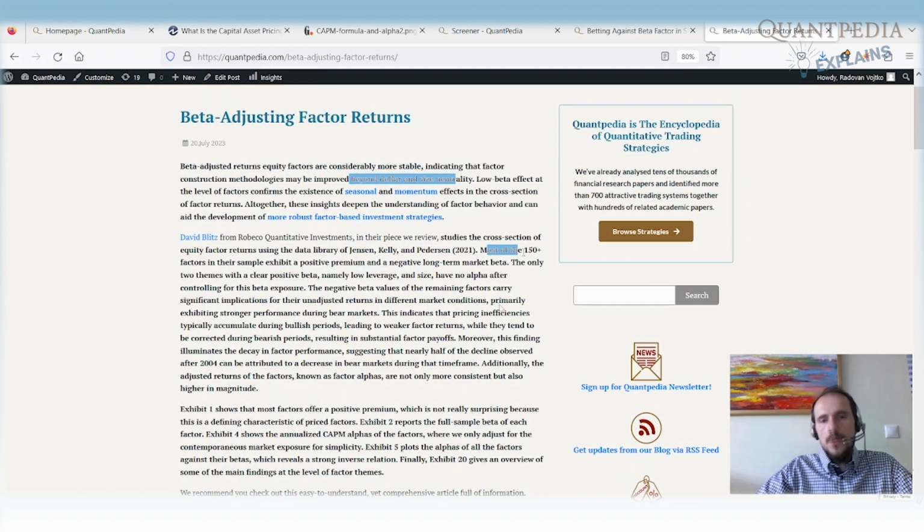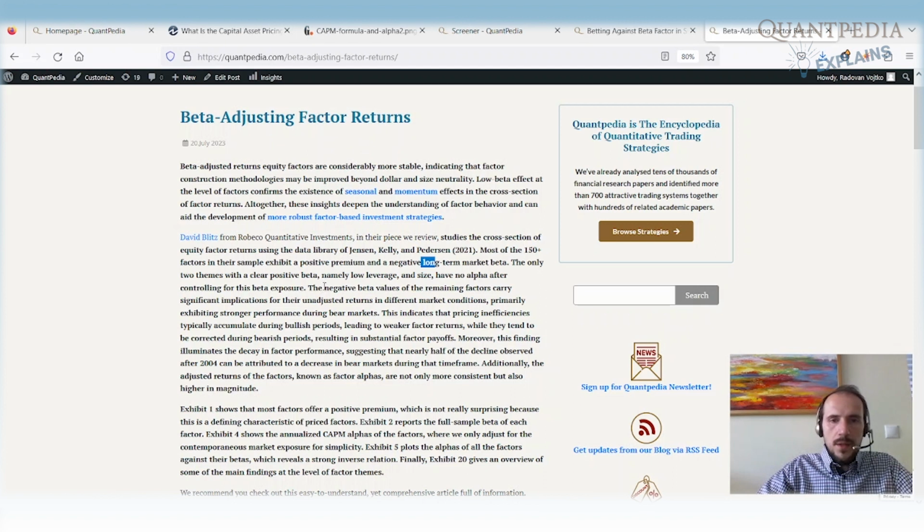Why is it so? They tested 150 factors in their sample from 2004 or something like that. And what they saw is that most of the factors in their sample exhibit a positive premium, also they have positive performance, when they build the sample going long the decile of stocks that should have a positive performance, and going short the decile of stocks that should have a negative performance. So all of the 150 factor strategies have a positive premium, but they have a negative long-term market beta. And what does it mean?